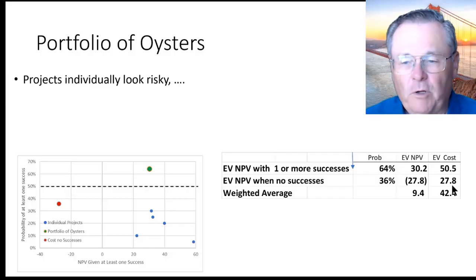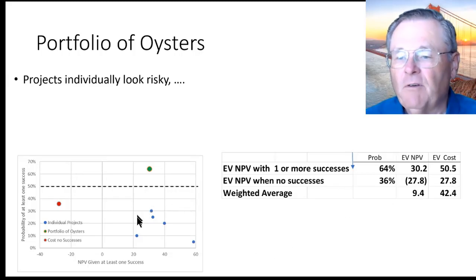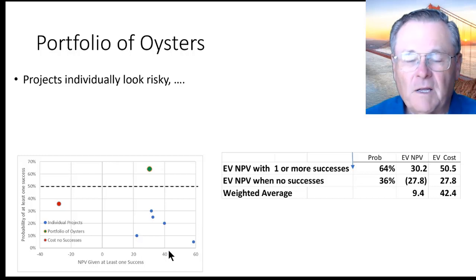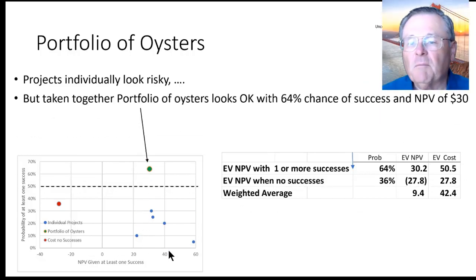If we look at the whole portfolio, we can see that the individual projects are not very attractive. They have low probabilities of success, but they do have high net present value. However, if we look at them collectively, we find that the probability of success is 65%, 64%, with an NPV of $30 million and a cost of $50 million. There's only a 36% chance of having total failure. In other words, none of the projects being successful.